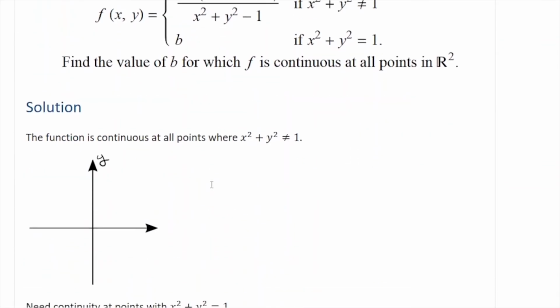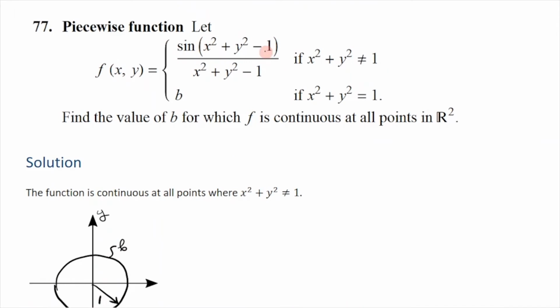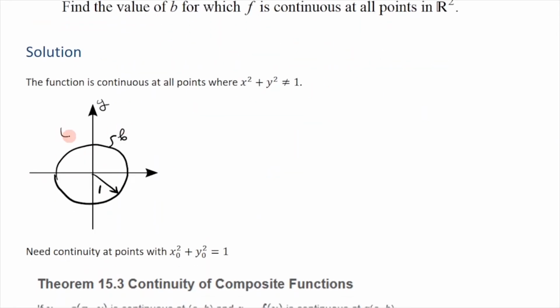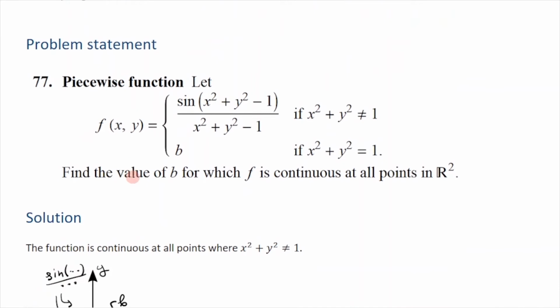Let me sketch out this situation. What we have is this. We have that the function has a value of b on a unit circle. This is the unit circle equation. And everywhere else, it has a value like this one. And the question then asks, find the value of b for which f is continuous at all points on the xy plane.